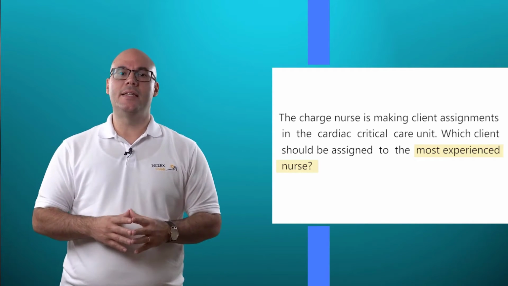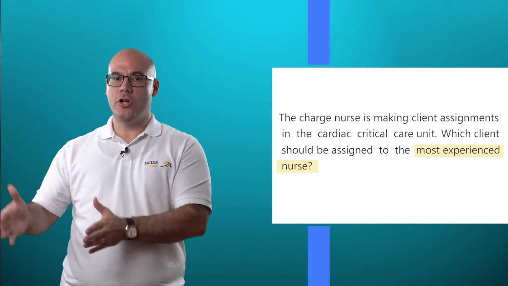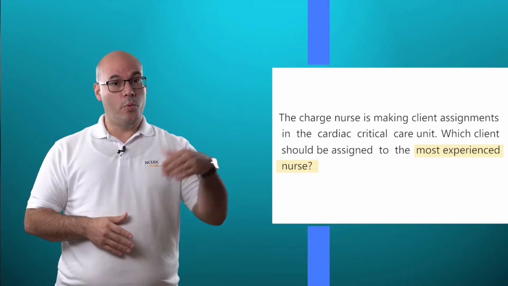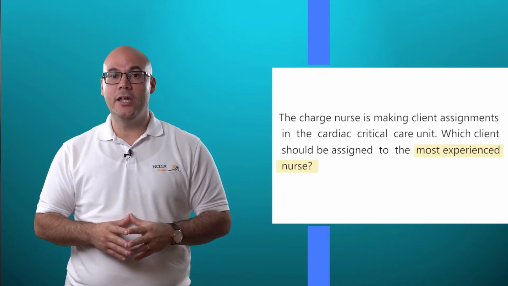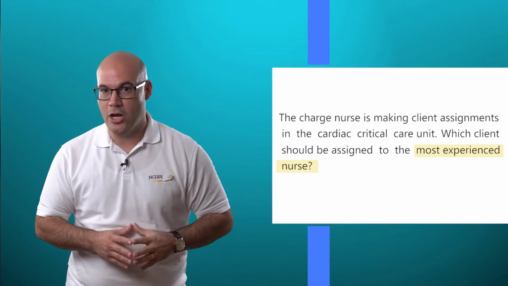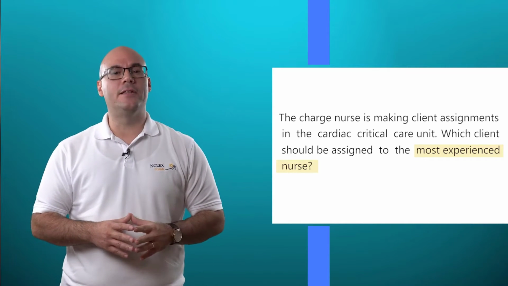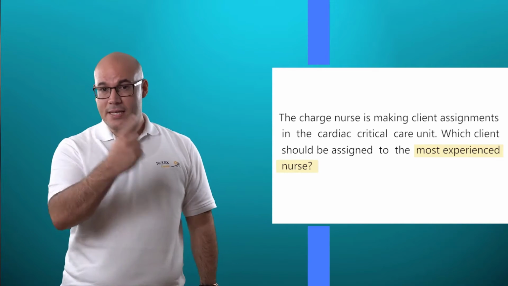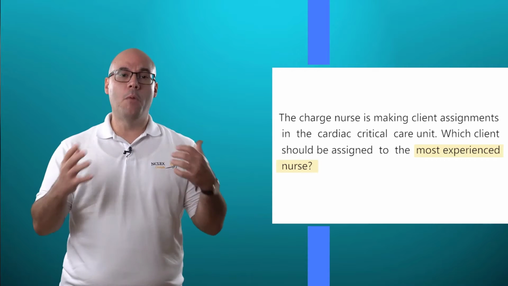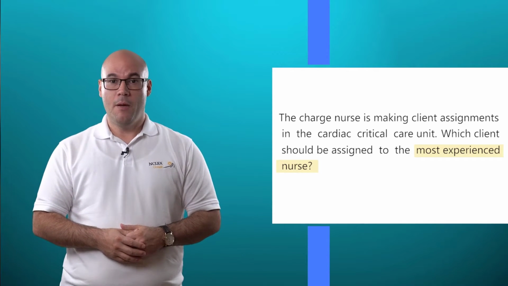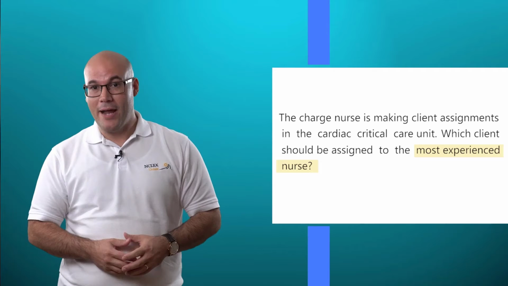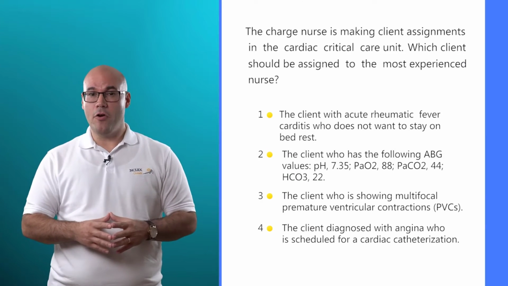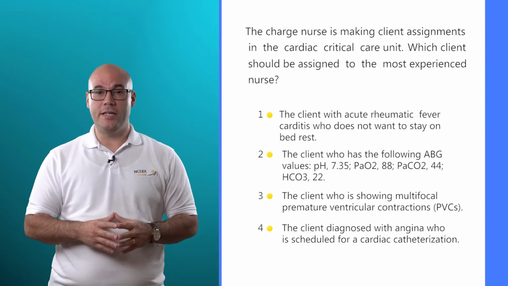When the question states the most experienced nurse, it is very different from when the question states which client you will assign to a new graduate nurse. What is the difference, you may ask? Well, in one scenario you will be looking for the most unstable patient, but in the other scenario, the correct answer will be the most stable patient. Since this is a priority question, we must use a prioritization strategy.